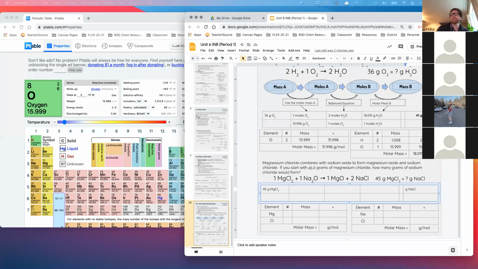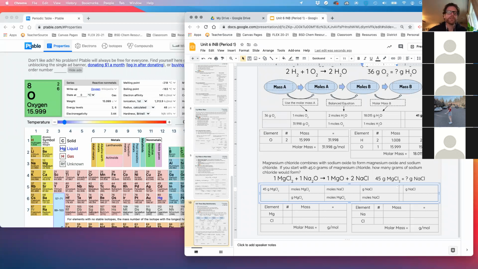So now that we have everything lined up, we're going to use the same sort of thing. We go from mass to moles, moles to moles, moles to mass, okay? And whatever's in this top left, we bring it on down right here. So we're going to go from grams of MgCl2 to moles of MgCl2. We're going to go from moles to moles, from moles of MgCl2 to moles of NaCl. And then we're going to go from moles of NaCl to grams of NaCl. This is our roadmap. This is our strategy.